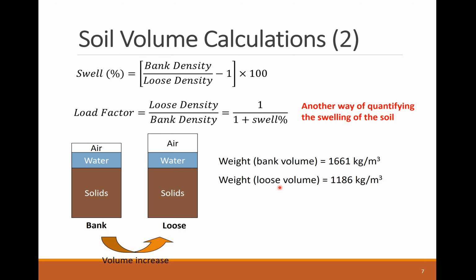Another way to measure the soil swelling is to use the load factor, which is the ratio between the loose and bank densities. You can also calculate it using the swell percentage. For the shown example, the load factor is calculated to be 0.714, which is the inverse of 1.4, or 1 plus the swell percentage that we calculated before. A load factor of 0.714 means that 1 loose cubic meter of soil will need to excavate only 0.714 bank cubic meters of the soil in its natural state.